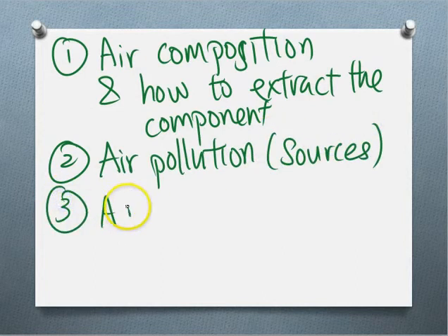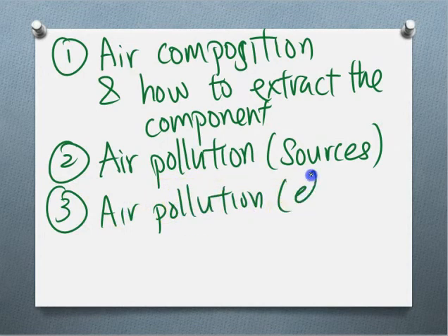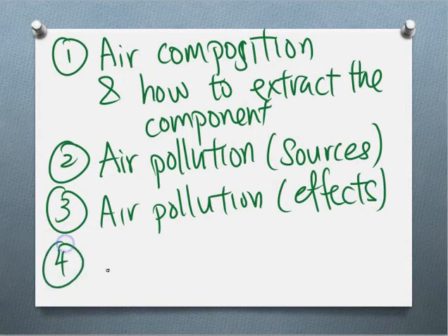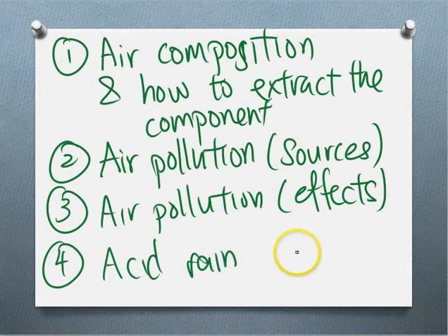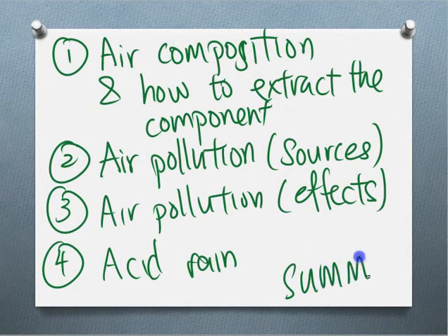Third, we talked about air pollution, but this time not the sources, but the effects of air pollution. And last, we talked about acid rain. Acid rain is actually an effect of air pollution, but we paid a little bit more attention to it because this is one of the key effects that we always face, and it's good to be educated about it. So this marks the end. These are the summary of what you need to know about your atmosphere and environment.